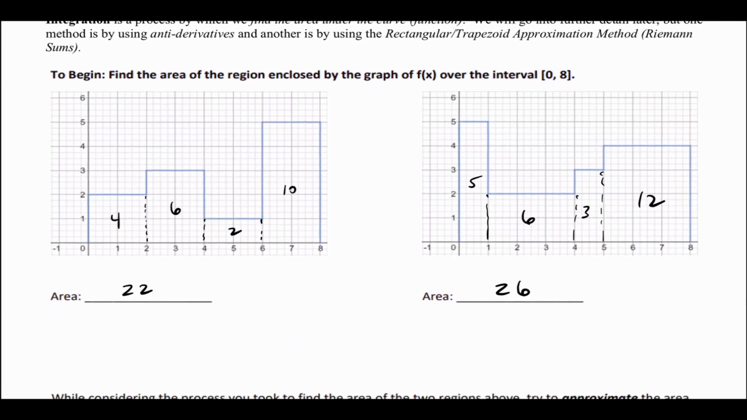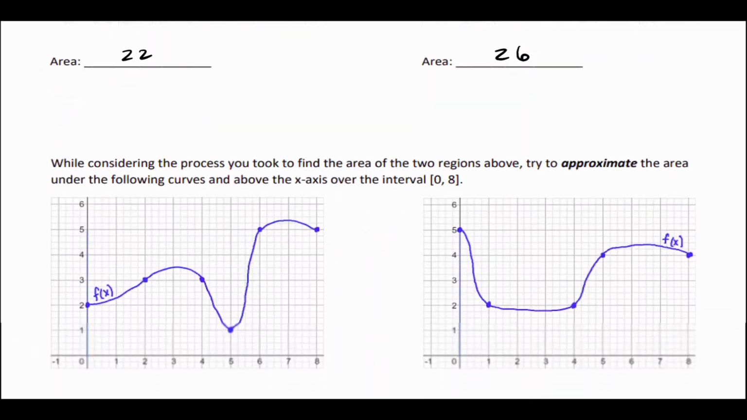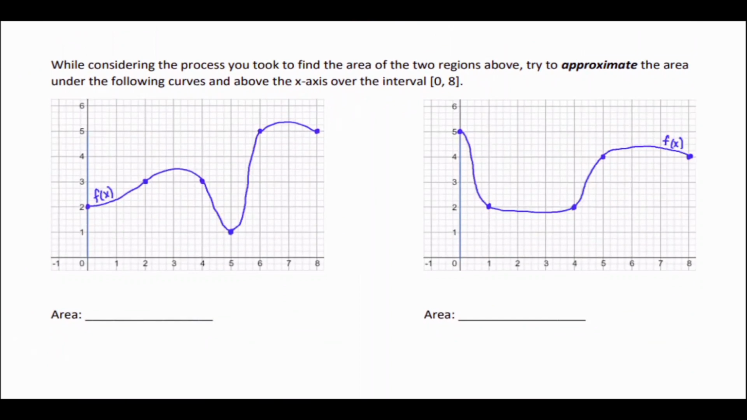If the function, f of x, looks like either one of those, it's not too bad. These are more what we would see. So what I want you to do is use the method you just used for the first two to try to approximate the area. It's not going to be perfect, it's not going to be 100%, but you're going to get as close as you can.